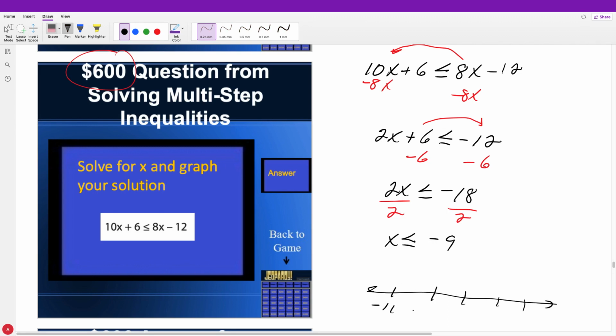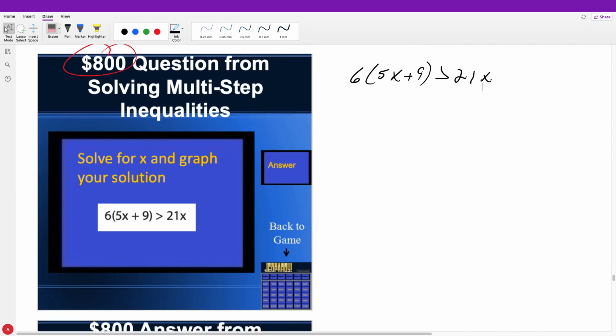So now we have negative 11, negative 10, negative 9, negative 8, and negative 7. This is going to be a colored in circle. And since x is less than or equal to negative 9, it is going to the left. All right, there's one more question. That's it for this video.